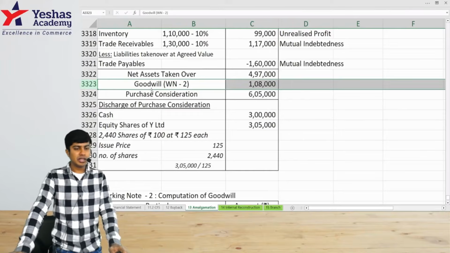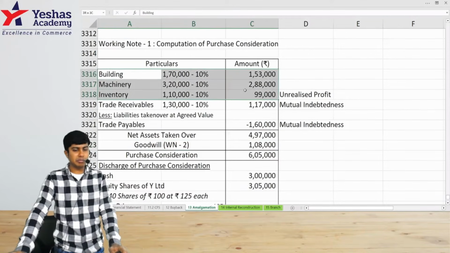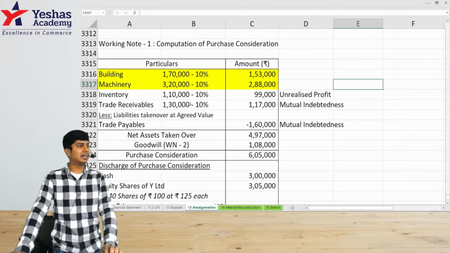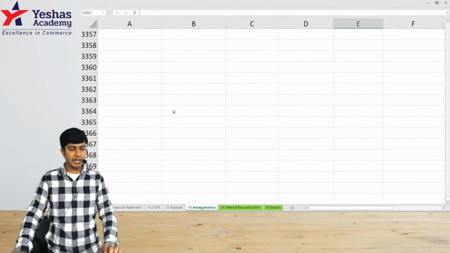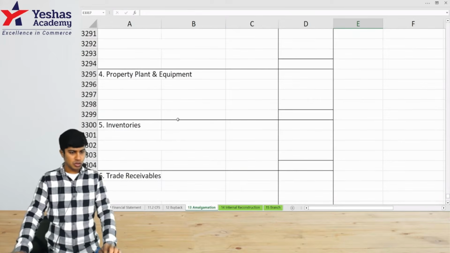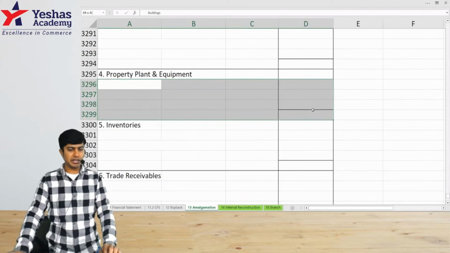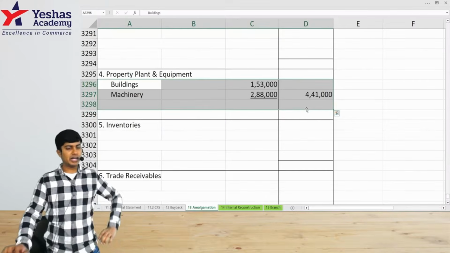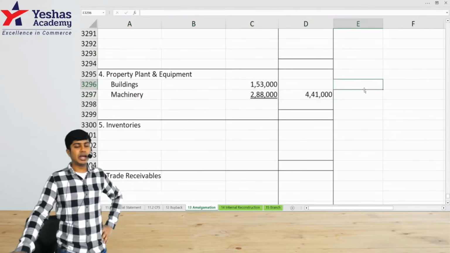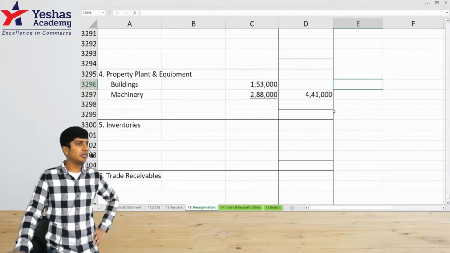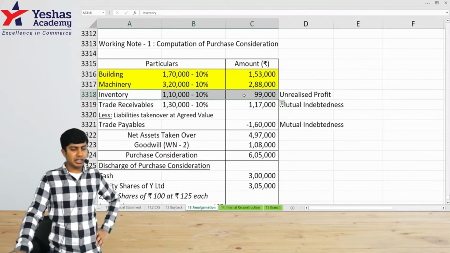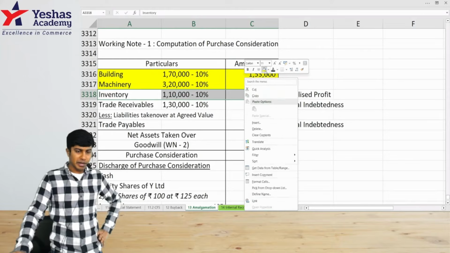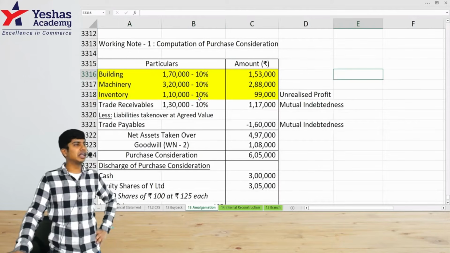Shall we begin? Okay, let's write building and machinery. Where do we write building and machinery? In my property, plant and equipment. Tangible assets 153 and 288. Let me take you to notes to accounts. Property, plant and equipment. I would write 153 building, 288 machinery. I hope everybody understood. Come to the next adjustment. I would write my inventory 99, but I have to adjust it for unrealized profit.